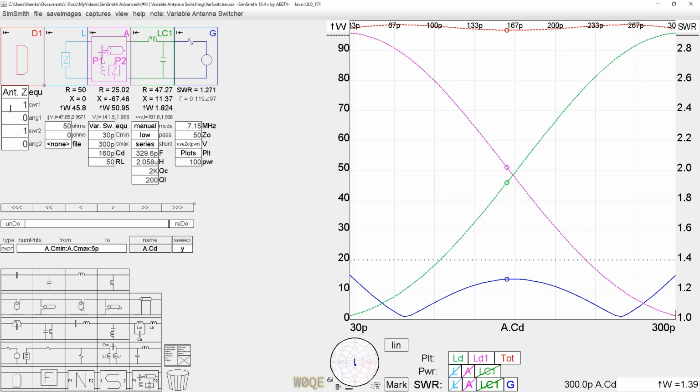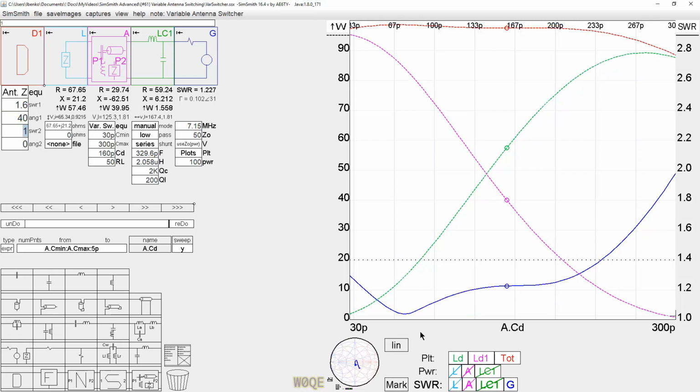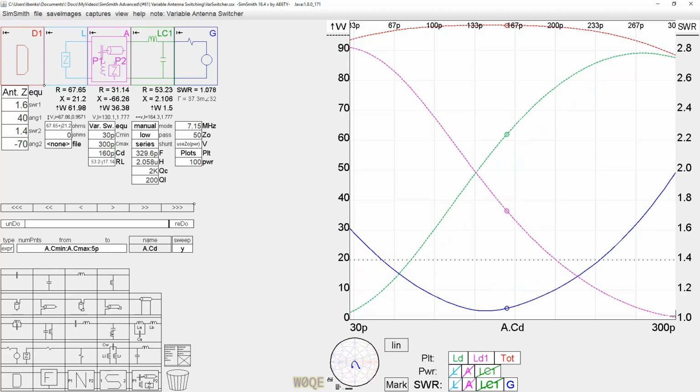So what is special about this circuit? And the answer is not a whole lot. Now, both these antennas have very good SWR. So what if they don't have good SWR? What if antenna number one has, say, a 1.6 to 1 SWR at, say, a 40-degree phase angle, and antenna number 2 has, say, a 1.4 to 1 SWR at maybe a minus 70-degree phase angle. We don't see quite the same thing.